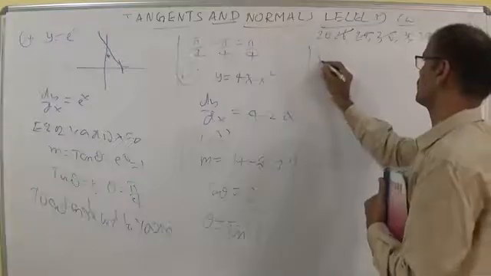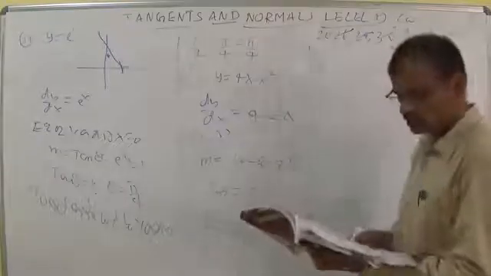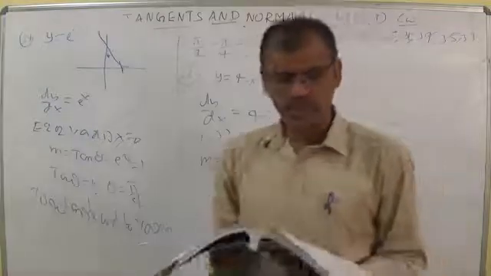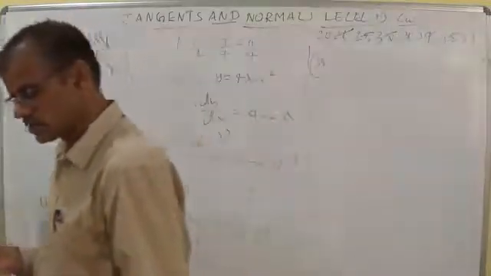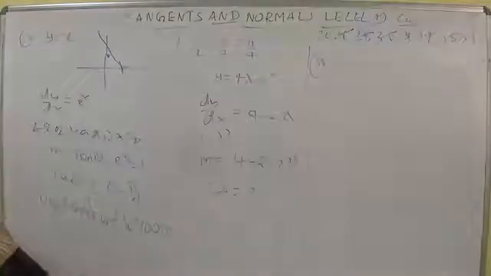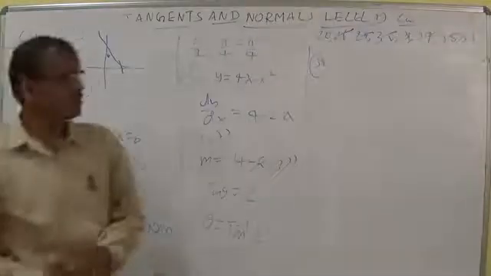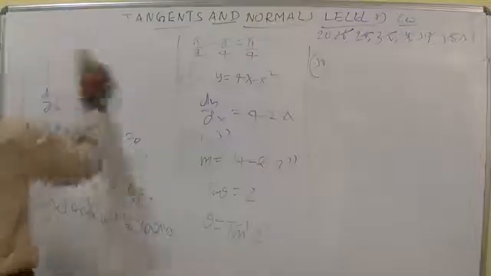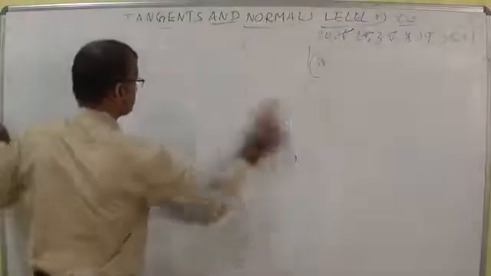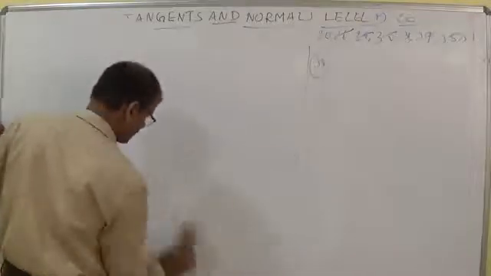35 completed. 37. An angle between the curves y square is equal to ax and x square is equal to ay at a comma a. Okay, let us discuss a formula, which is important in the 2B parabola topic.